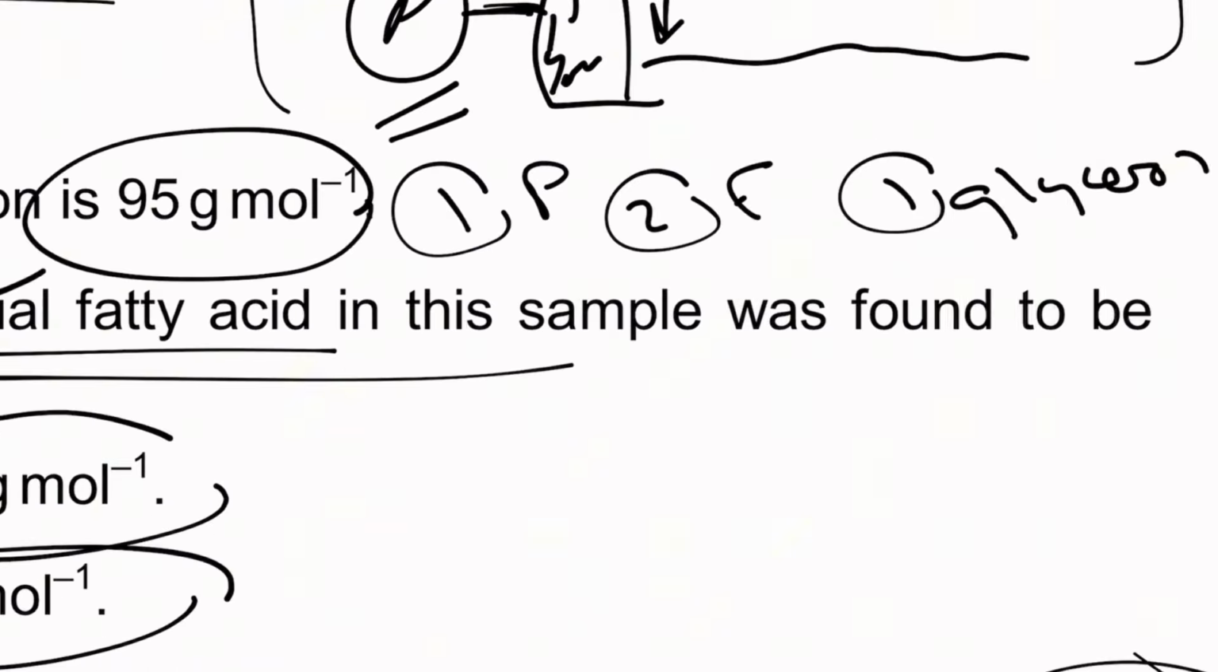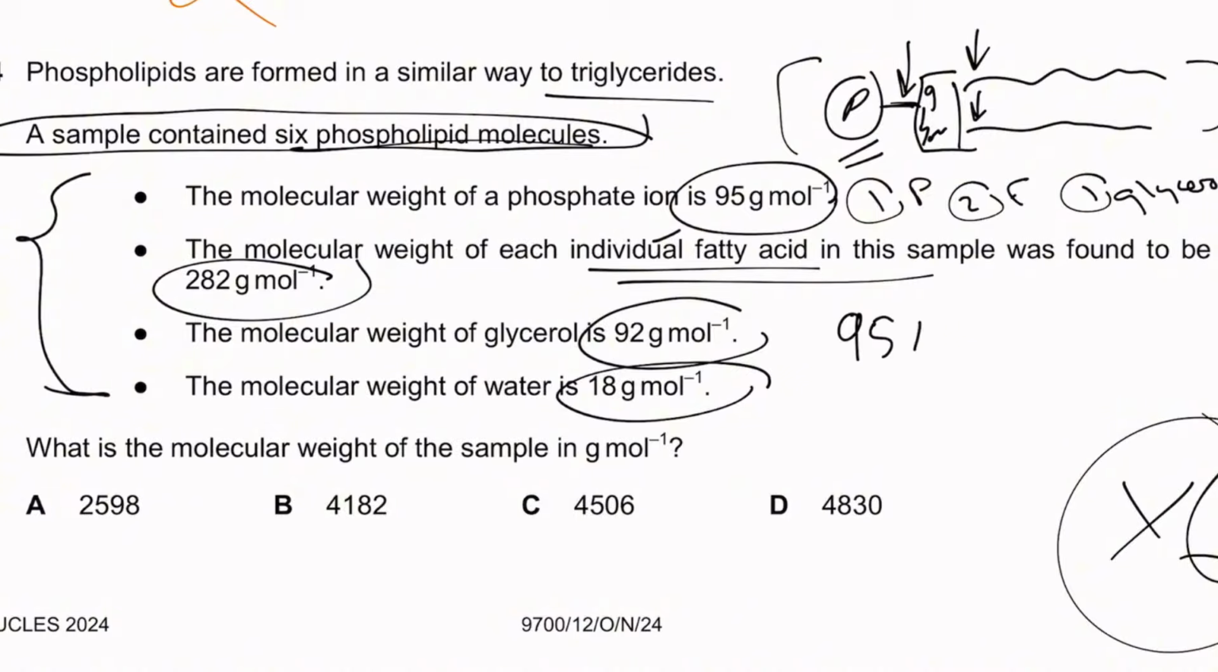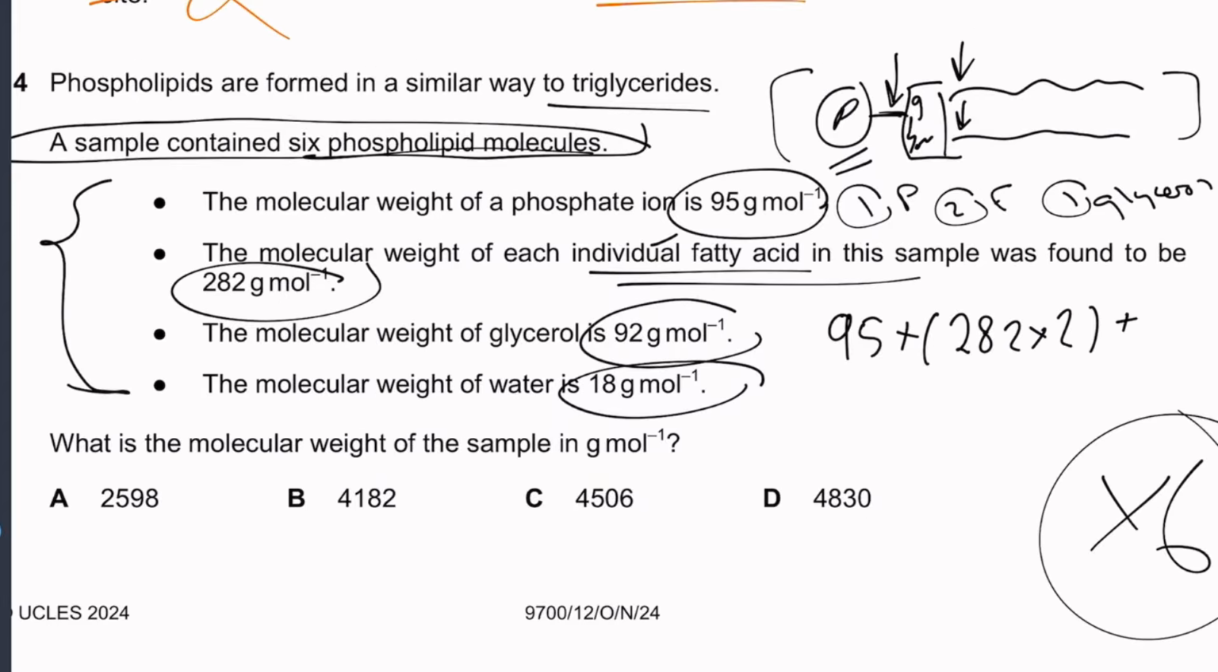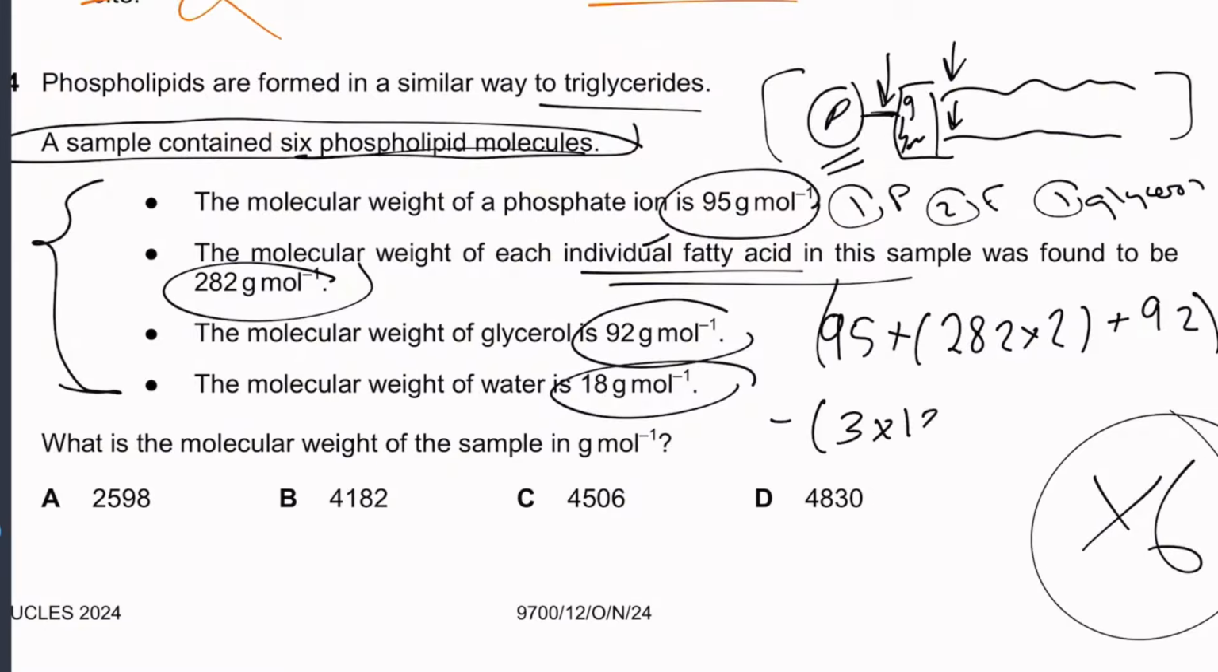So let's go ahead and calculate. We're going to have 1 phosphate, that's 95, 2 fatty acids, that's 282 times 2, 1 glycerol, so that's 92, and then minus 3 water molecules, so that's 3 times 18. This gives 95 plus 282 times 2 plus 92 minus 3 times 18, and that's going to be 697. Now we're going to multiply the answer by 6, and this should give me 4182, which is B.